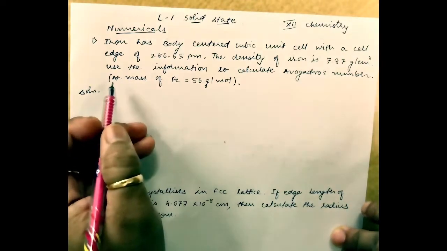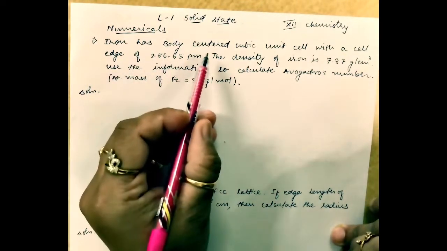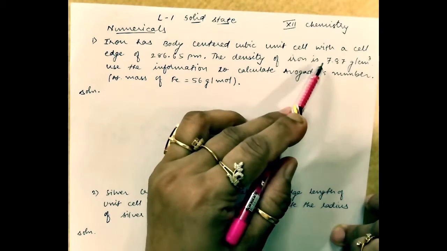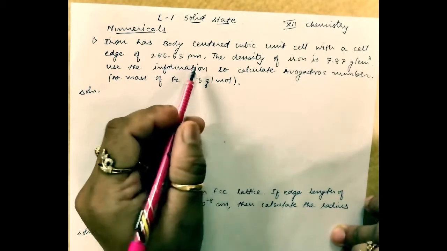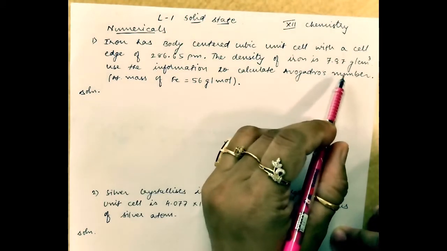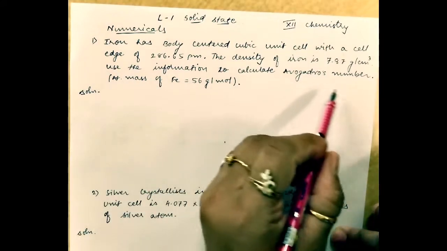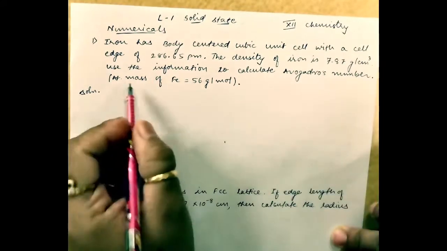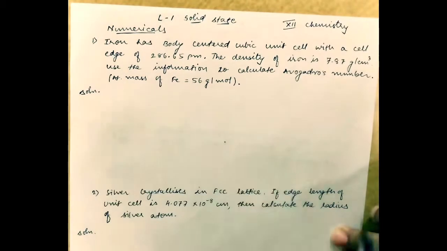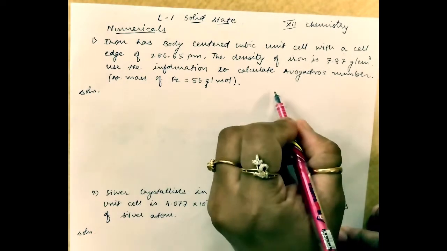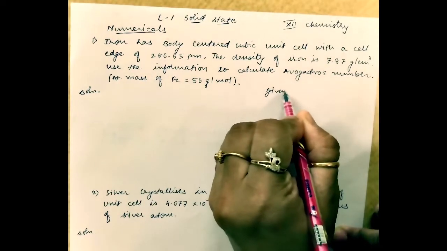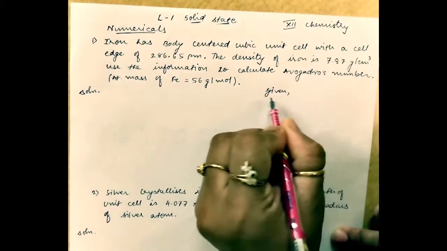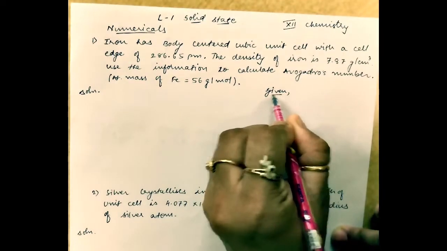You can see the question is all about iron, which has a body centered cubic unit cell with a cell edge of 286.65 picometers, and the density of iron is 7.87 gram per centimeter cube. Now you need to use this information to calculate Avogadro's number. Atomic mass of Fe is given to you as 56 grams per mole. We are all aware of the Avogadro number, and most probably we know the answer too, but still it is a numerical we are asked to calculate.